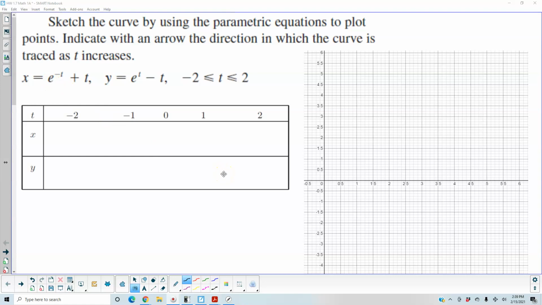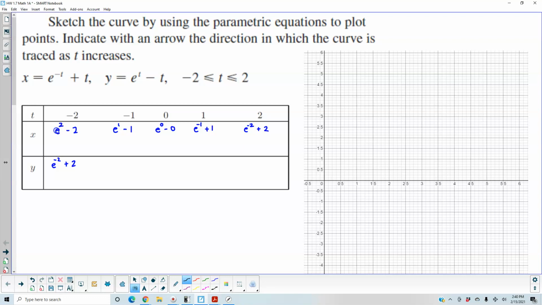A negative times a negative 2 is going to give us a positive 2, so it's e to the second power minus 2. If we plug in negative 1, we're going to get e to the positive 1 minus 1. If we plug in 0, we're going to end up with e to the 0 minus 0. If we plug in positive 1, we get e to the negative 1 plus 1. If we plug in positive 2, we get e to the negative 2 plus 2. And doing the same thing for y, we're going to get e to the negative 2, and that's going to be plus 2.